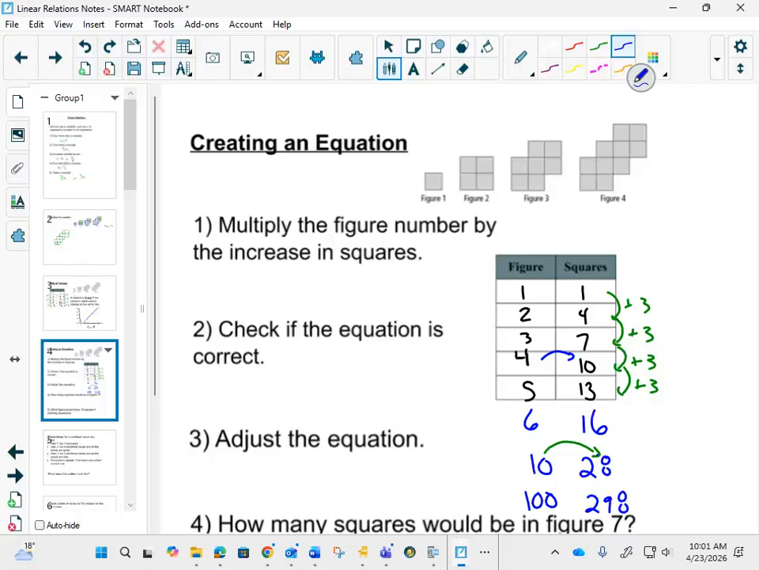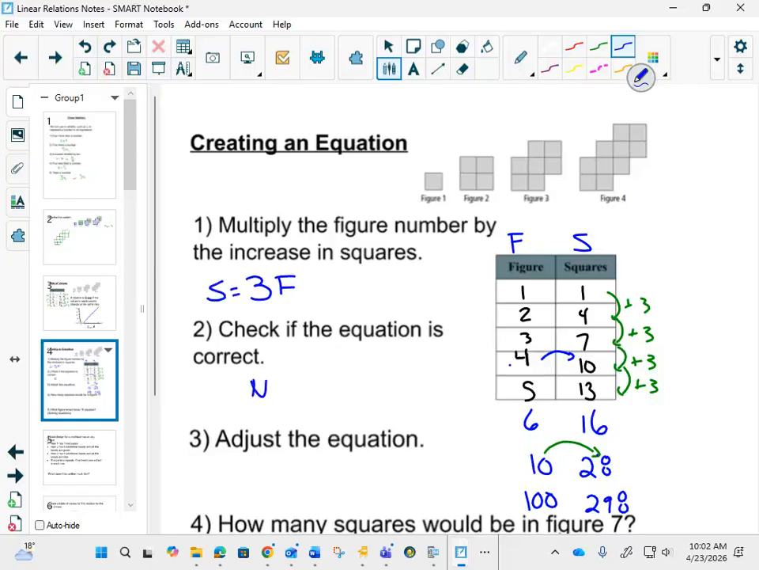So for example, the figure number I am going to call F right now and squares S. Later on, we're gonna use X's and Y's a lot, but right now we're gonna use figures and squares. If I do 3 times my figure, how close am I? This one's 6, too much. 3 times 3, 9, too much. 3 times 4, 12, too much.